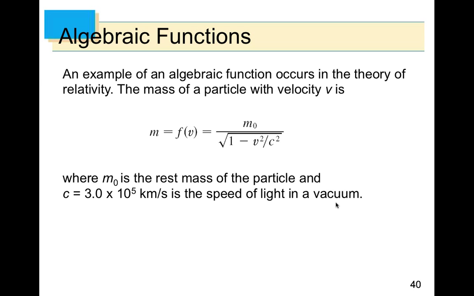An example of an algebraic function that occurs in the theory of relativity is the mass of a particle with velocity v. So this is actually a real-world application. The mass, as a function of velocity, is the initial mass divided by the square root of 1 minus the velocity squared over c squared. And we have this c squared value, where c is the speed of light in a vacuum. We can use this function to determine the mass of a particle in space.